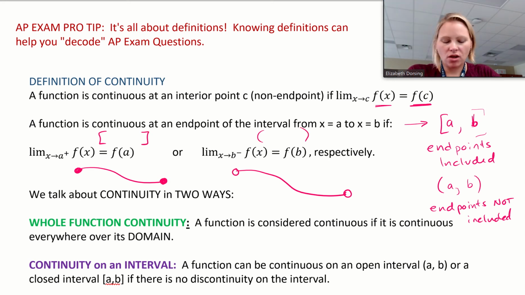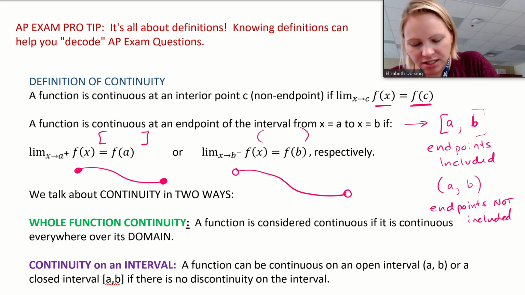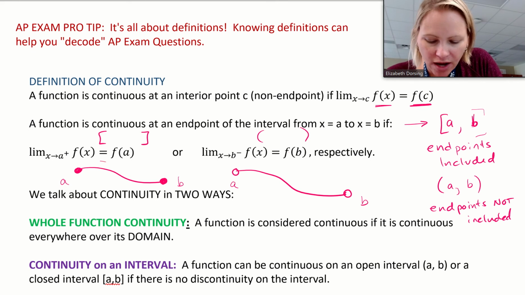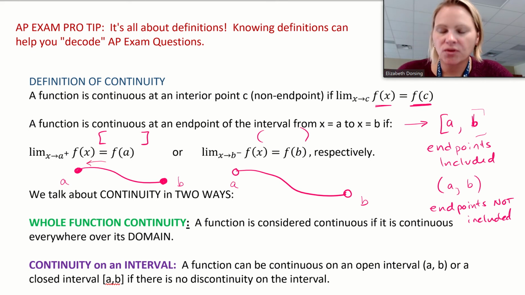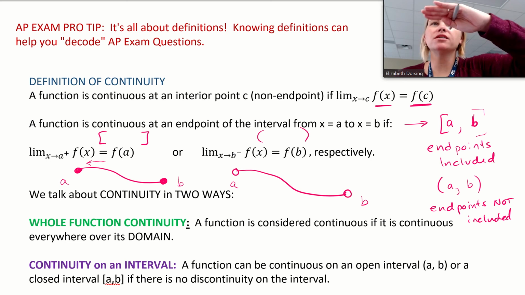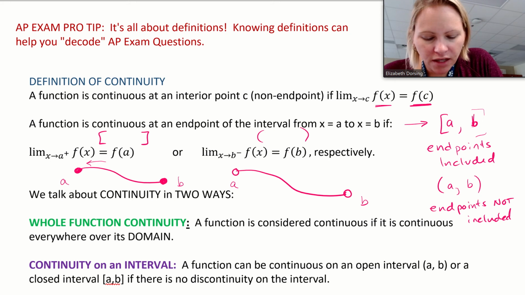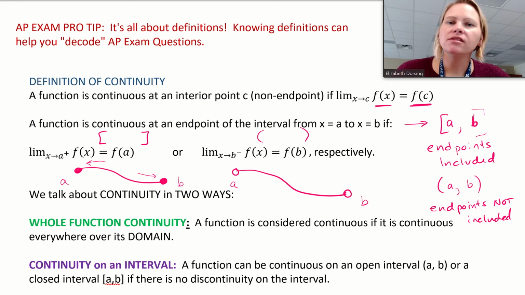And so we know that on a closed interval, if this is a and this is b, those are your x values. As we're approaching a from the right, so as I'm going this way towards a, if the limit, if y is approaching something and that something is the same as the y coordinate, then you're continuous. Over here on b, if you're approaching b from the left, same deal. If what y is approaching is the same as the actual y value at the endpoint, well then you're continuous.